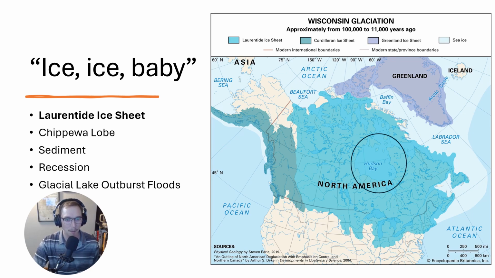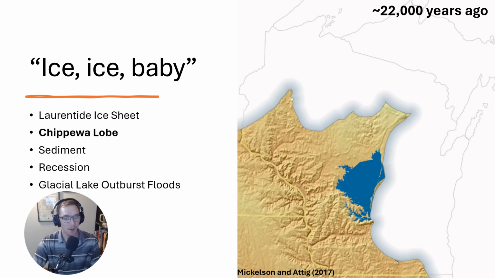So let's zoom in a little bit. Here we have what Wisconsin would have looked like about 22,000 years ago, based off some data aggregated by Mickelson and Attig a couple of years back. And you're looking at the Chippewa lobe of the Laurentide ice sheet right here, named because we found its evidence in the Chippewa Moraine in Chippewa County. Now, if you go up there, the Ice Age Interpretive Center is a really awesome place to go learn more about how glaciers affected this part of the state.